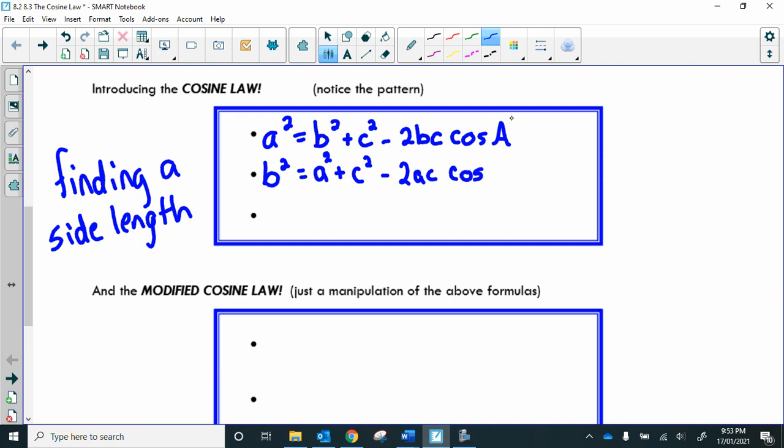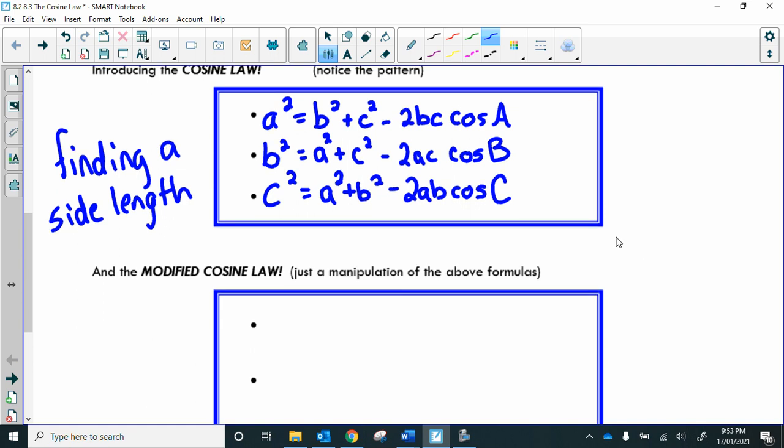Then for cos, we have capital A over here with little a over here, so if we have little b, we're going to have capital B. As long as you have one of the formulas, you can figure out the other ones just by following the pattern. We have the square of the other two sides, minus 2 times the other two sides, cos of the angle opposite the side we're trying to find. In this case, we'd have cos C. So there's your formula for cosine law finding a side.